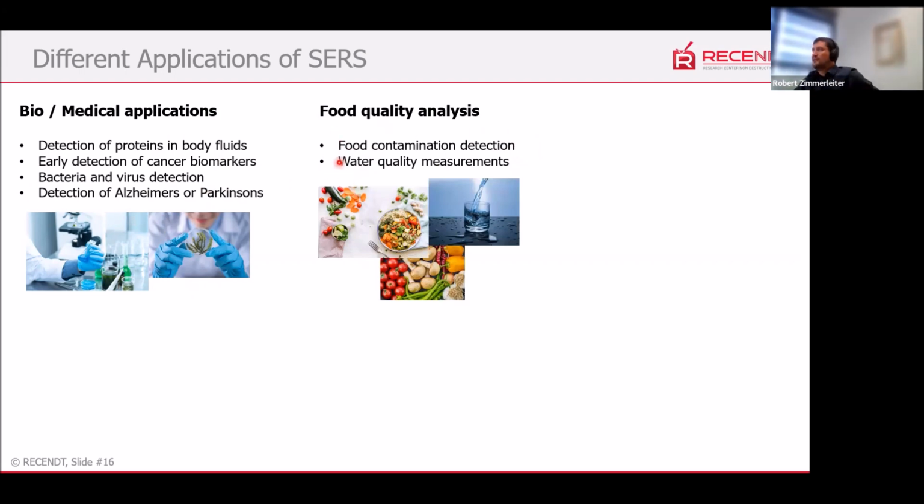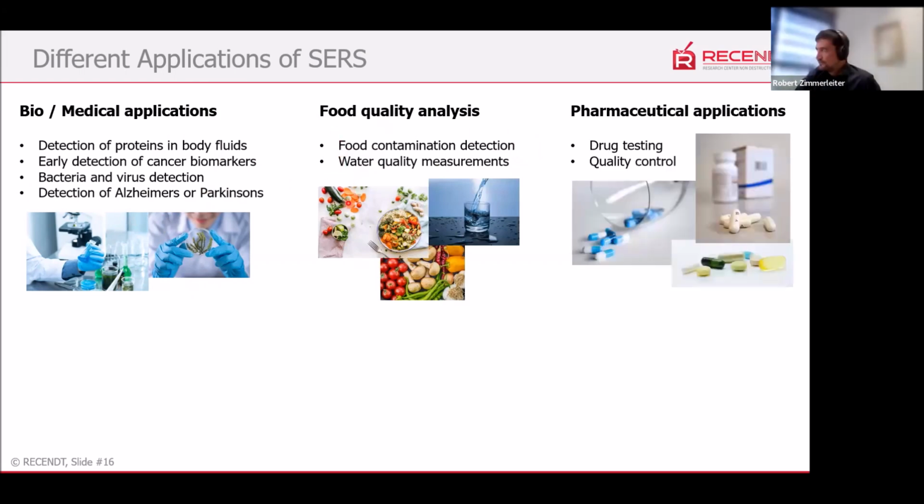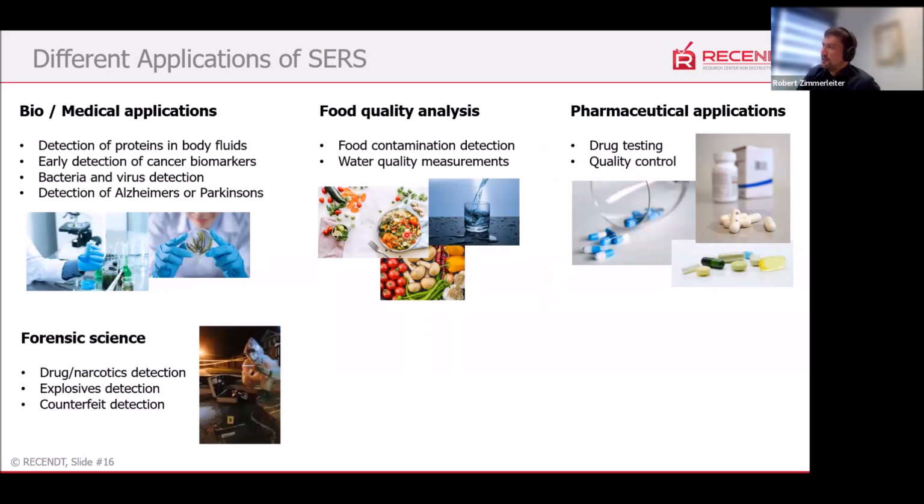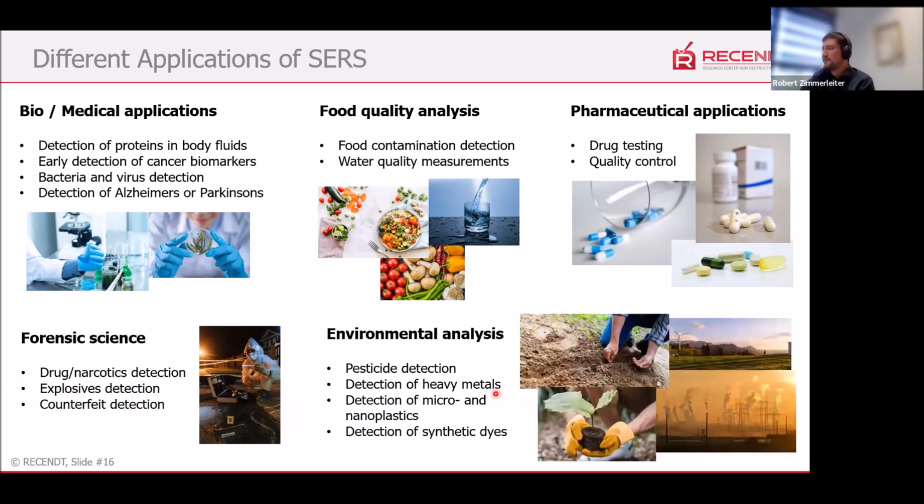They are used in food quality analysis, for example, food contamination detection, as I mentioned earlier with the pesticide detection, or also water quality measurements can be done. In pharmaceutical applications, it's used for drug testing and also for quality control. In forensic science, you can use it to do drug and narcotics detection in small amounts, to trace explosives, and to detect counterfeits. And last but not least, environmental analysis, for example, pesticide detection again, detection of heavy metals, for example, in soil, detection of micro and nanoplastics, which is a big topic these days, and also detection of harmful synthetic dyes that might have leaked somewhere in the environment.